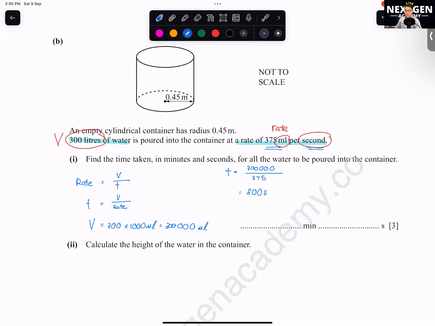Okay, they want it in minutes and seconds. You go and convert it. 800, you divide it by 60. Okay, you got how many minutes? 13.3 minutes. Okay, so here, you can use 13 minutes. Then 13 times 60, you get 780, right? You can just write it as 13 minutes, 20 seconds.